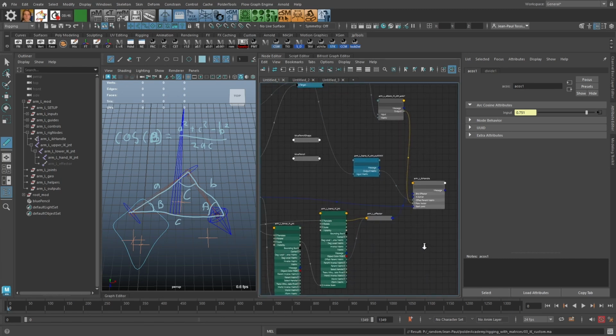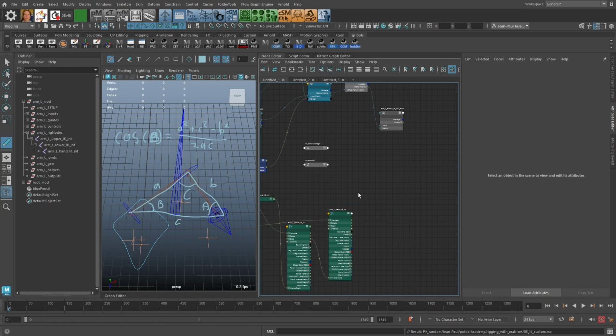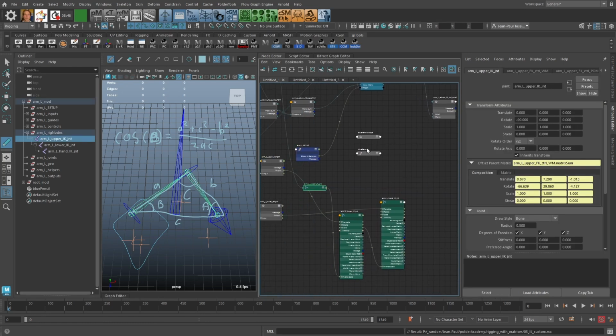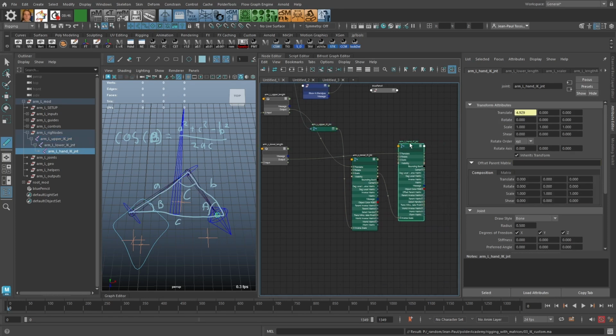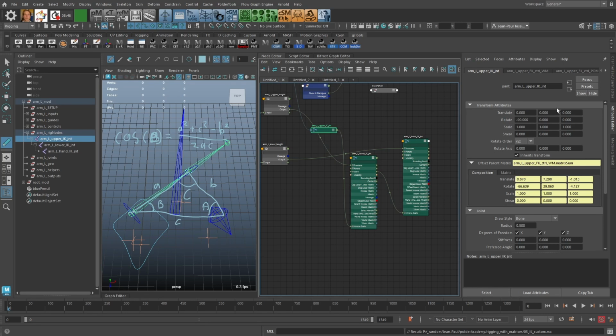So let's remove the IK handle. And where did my joints go? Ah, there. Okay. We can keep the connections to the TX, because that's driving the length. We'll just set the rotation to 0 for now.